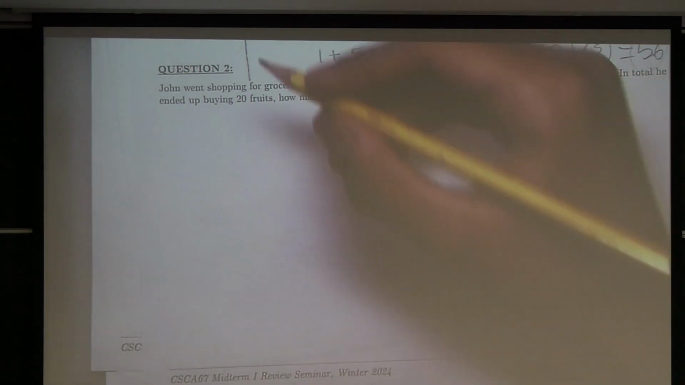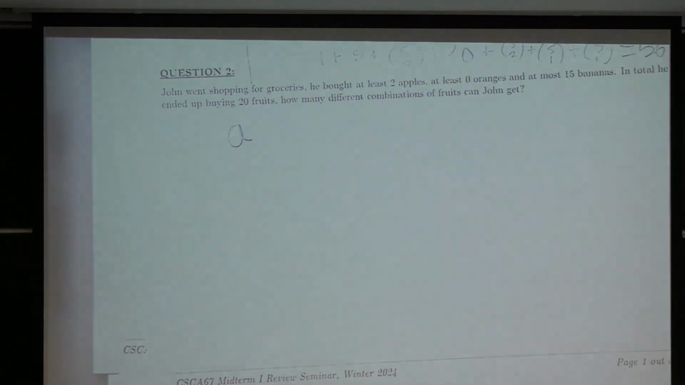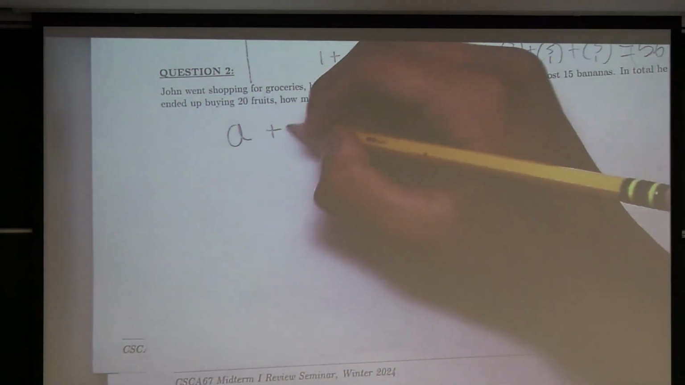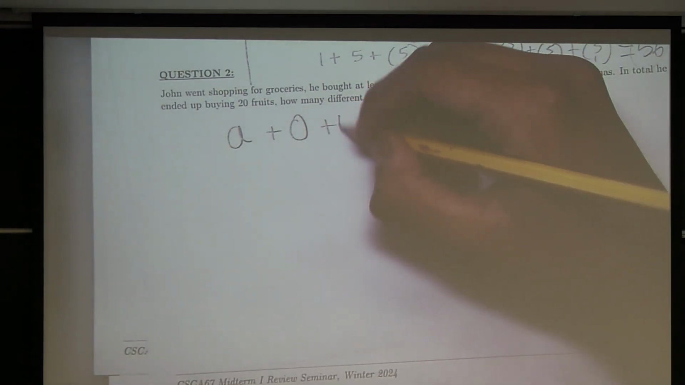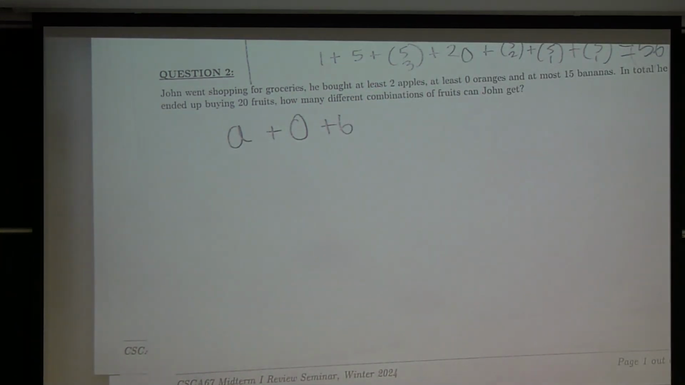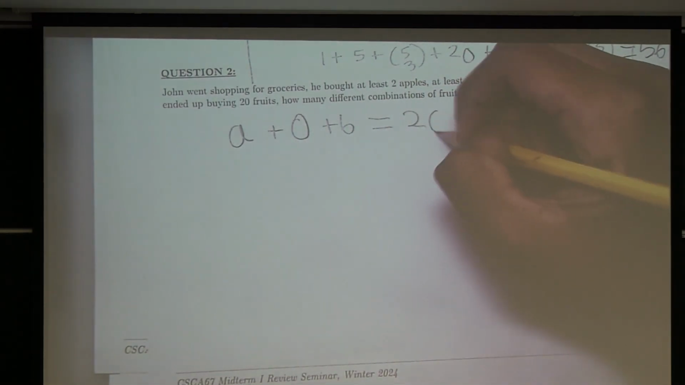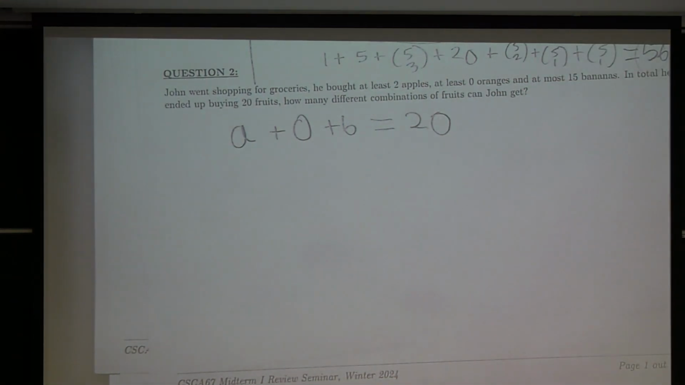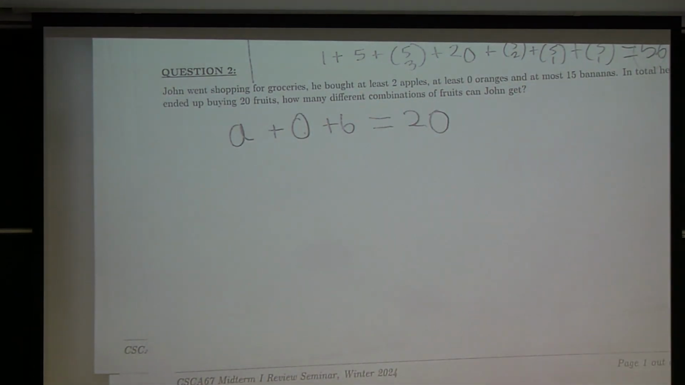So let's define some variables. A equals apples, O equals oranges, and B equals bananas. We are given that the sum of all these fruits is equal to 20. Just to be clear, this is an O, not a 0.